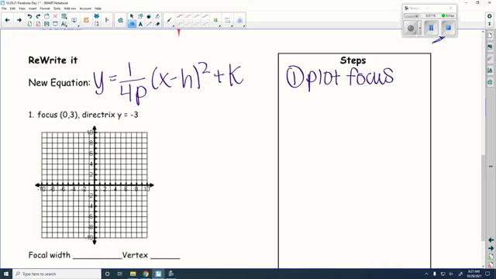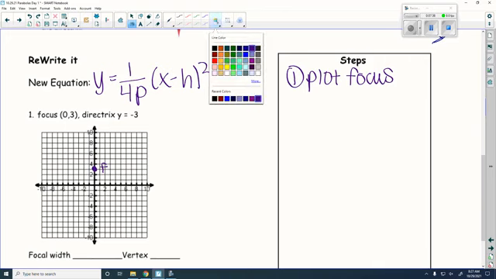The focus in this example is at (0, 3). So we're going to plot (0, 3), and I'm going to label it with an F for focus. If you don't label it, you might mix it up with your vertex, so I would label it. That's step 1.